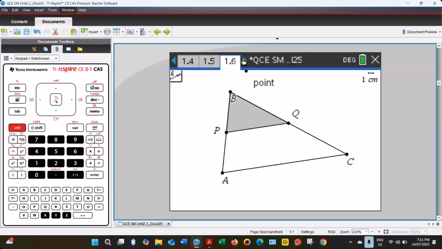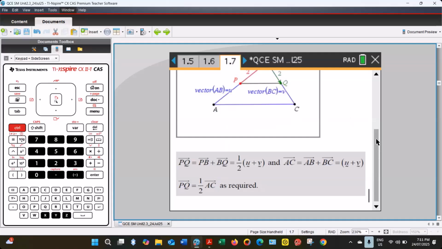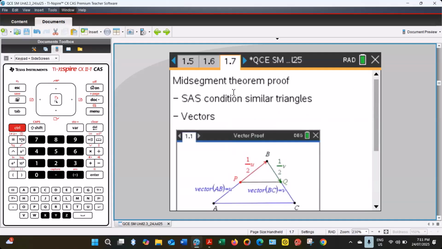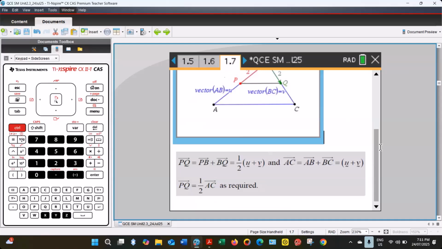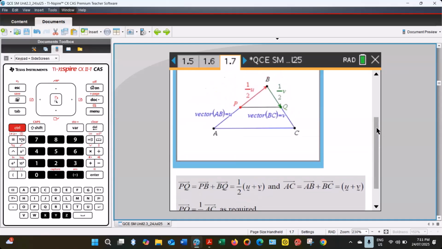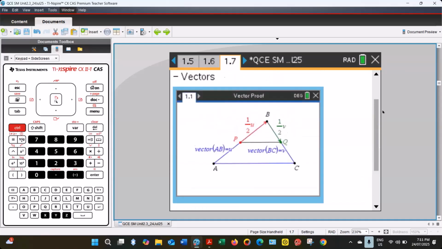I could, of course, prove that using the SAS condition for similar triangles. Given that P and Q are midpoints, it means that triangle ABC and triangle PBQ have two sides that are in the same proportion and an equal included angle, and therefore the two triangles are similar.